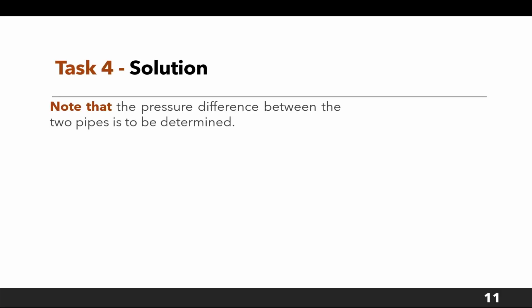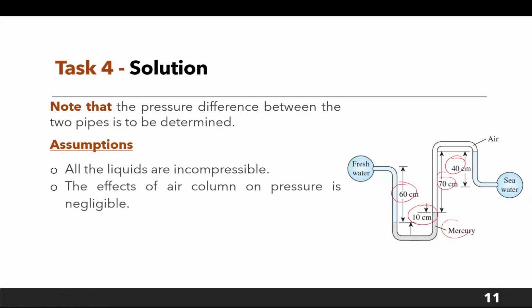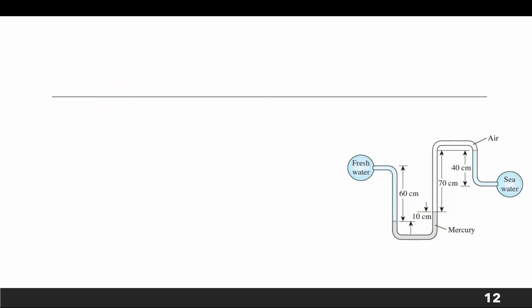We know the density of water. We are going to take it as 1000 kilograms per cubic meter. Are you following? We have all the dimensions given in there, the data, everything is given, so take note of everything. We have air, mercury, fresh water, and seawater. Now the assumption: we take all the fluids to be incompressible, of course excluding the air, but here we are assuming them to be incompressible. The effect of the air column on pressure is negligible.